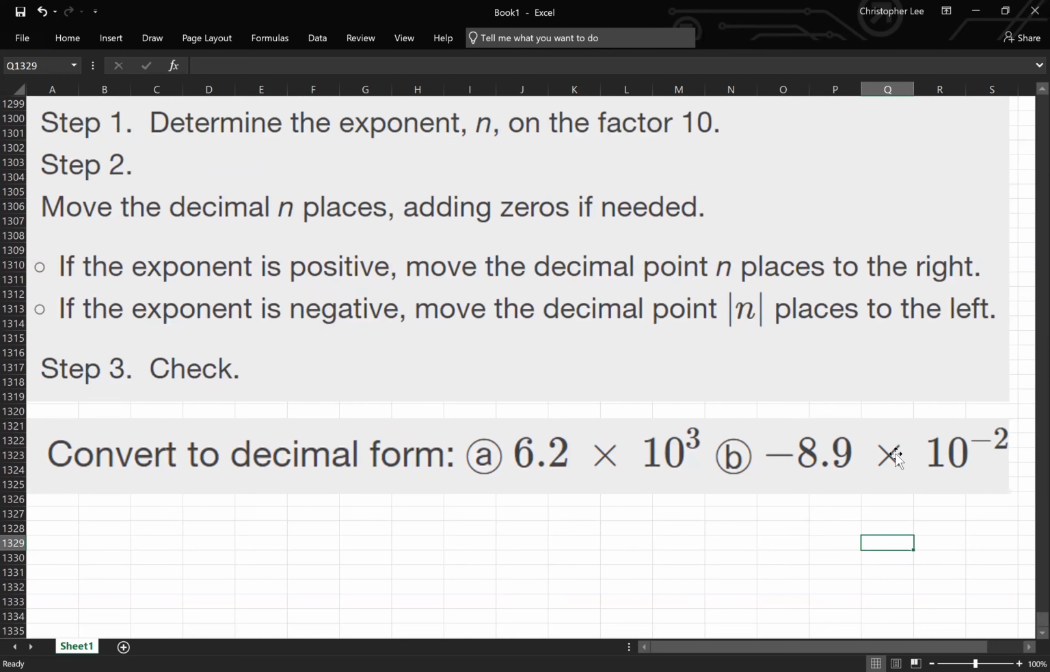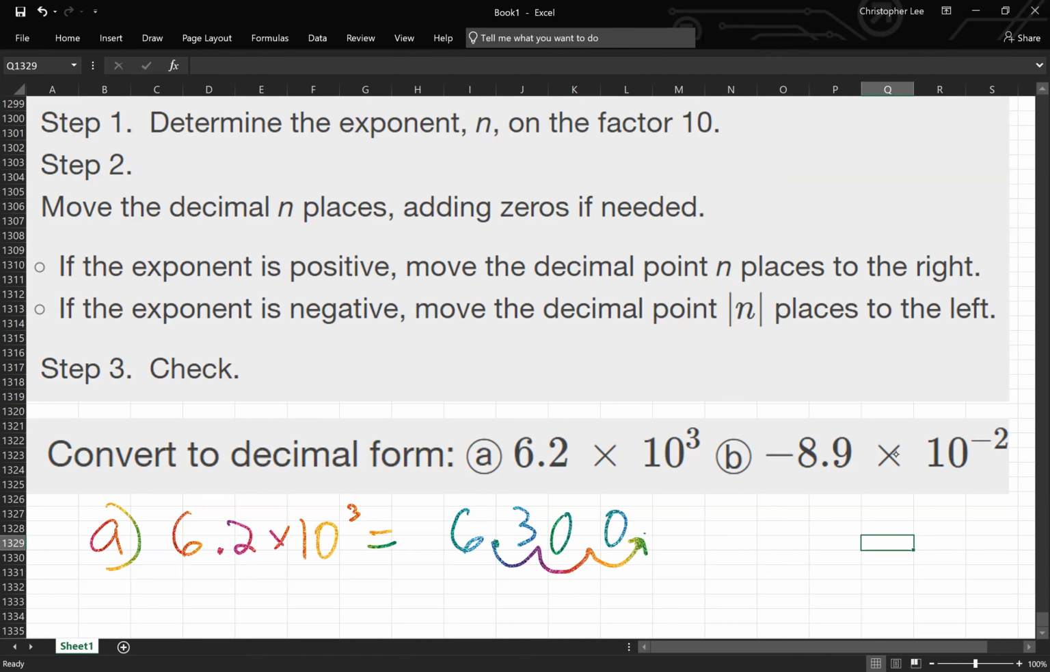So I'm looking at A right now. So I have 6.3 times 10 to the third power. So what do I want to do? I have positive 3. I'm going to take the 6.3 and just move that decimal 3 spaces to the right. So 1, 2, 3, right here. So put on some zeros right there. So I know that this number is 6,300, just like that.